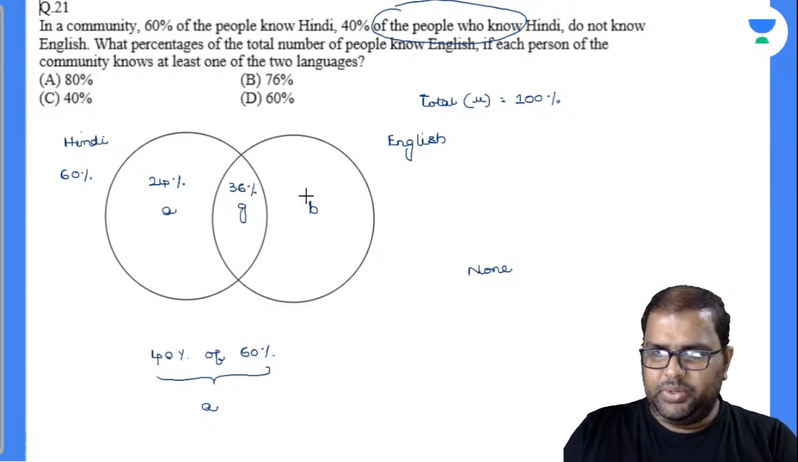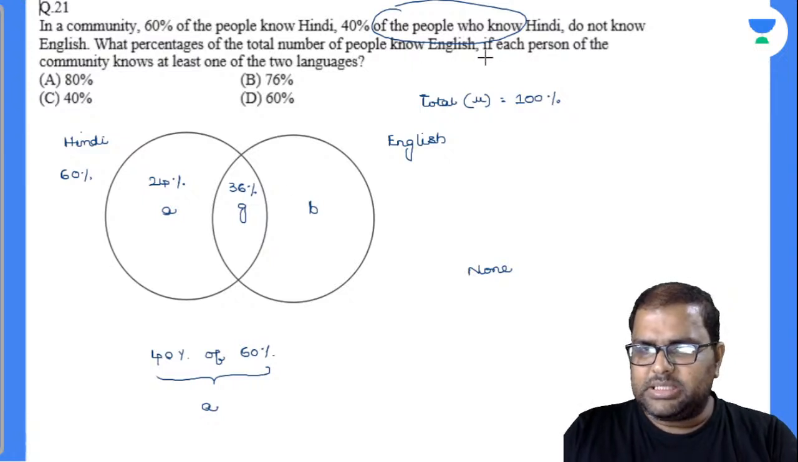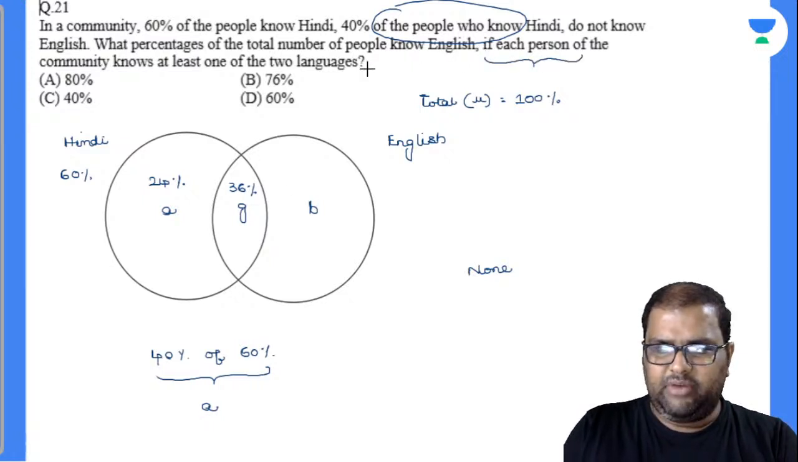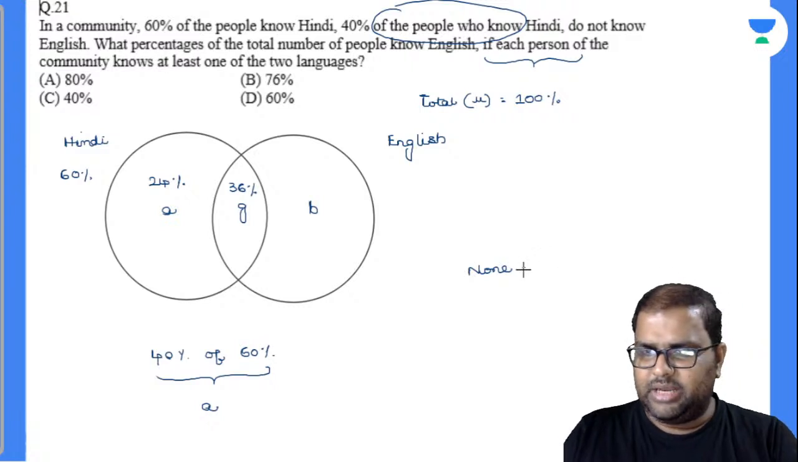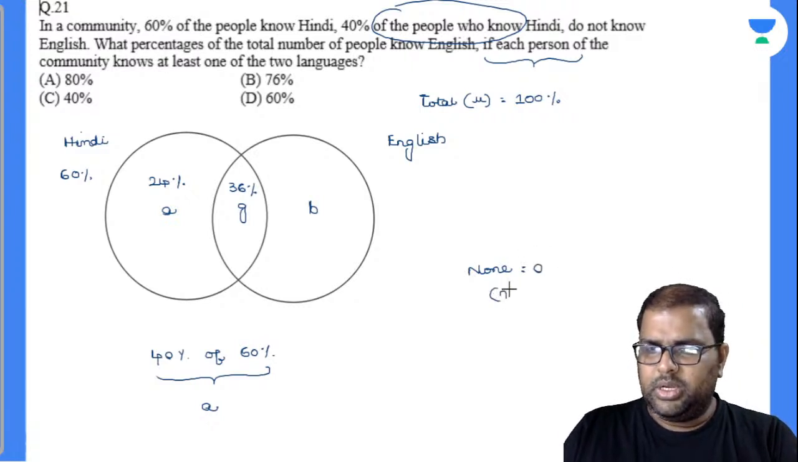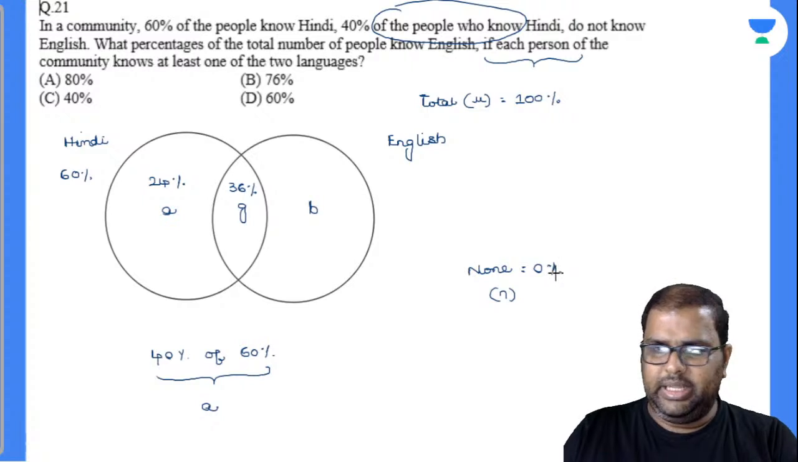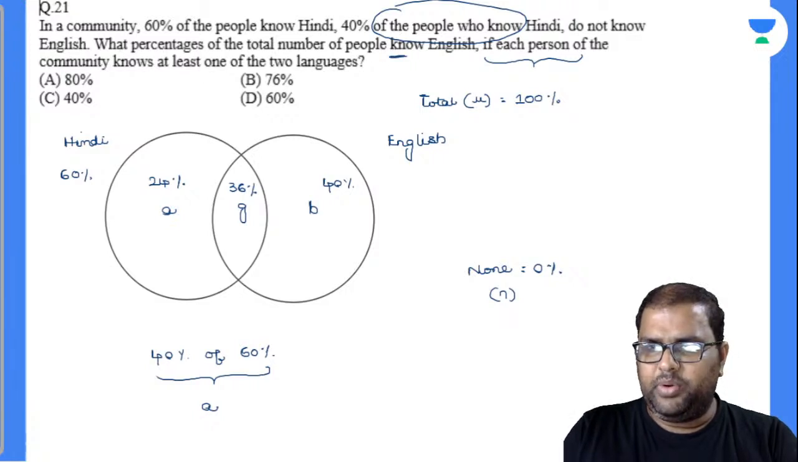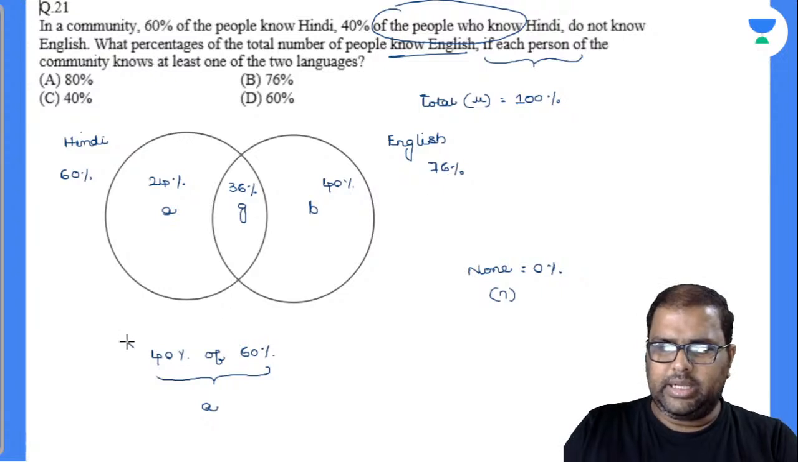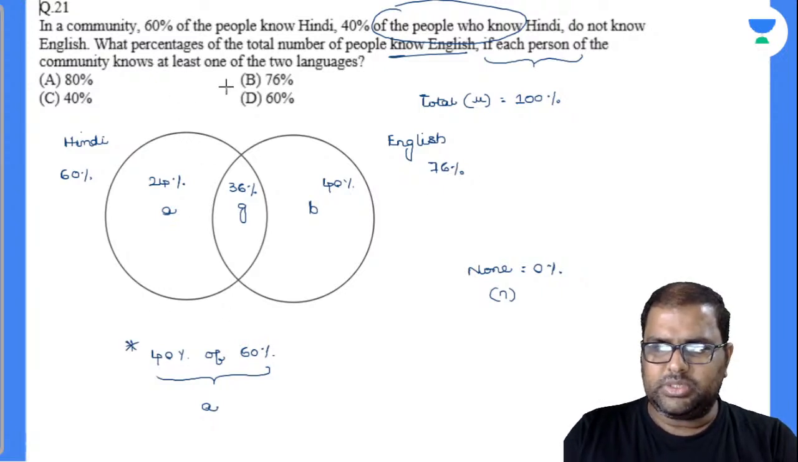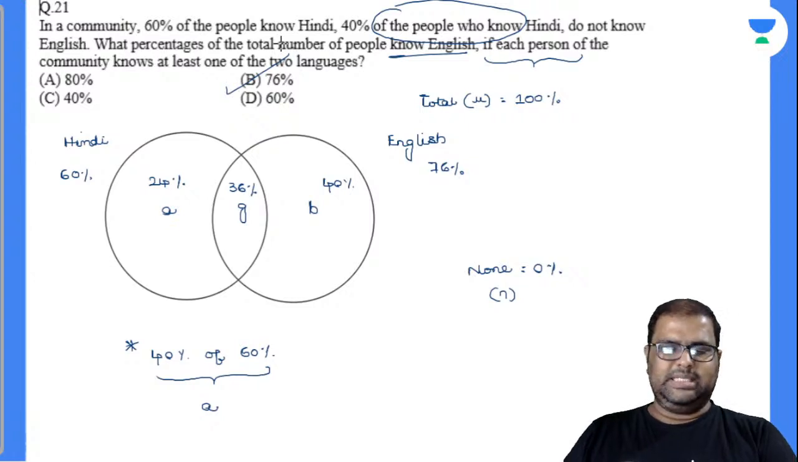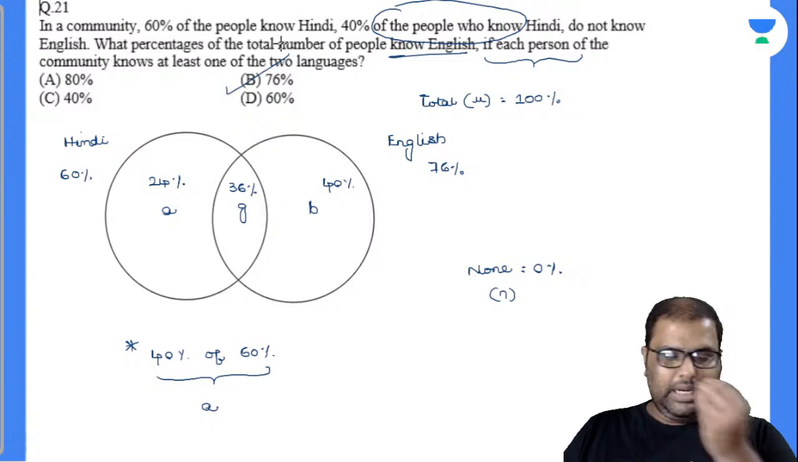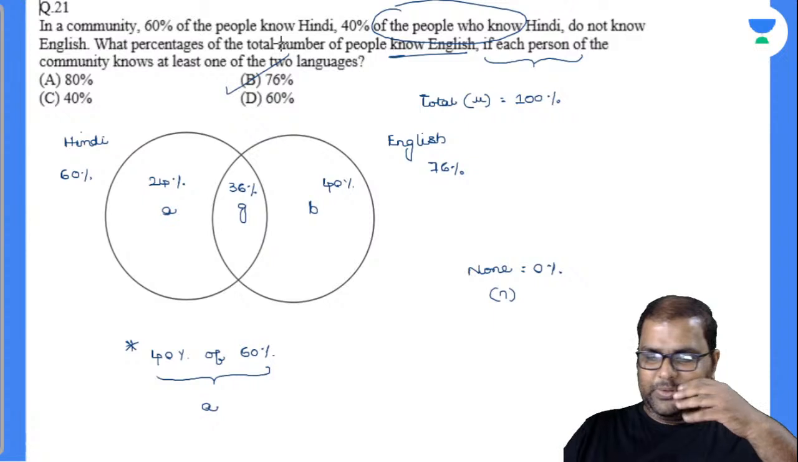What will be your B value? Now see, if each person of the community knows at least one of the two languages, the none value will be 0%. So automatically, this is 60, which means this has to be 40. The question asked is what percentage of the total number of people know English. How much is this? Is it 76%? Those who can crack this idea can solve this question, option B, as easily as possible. Tomorrow I'll continue with more questions on 3 variable data so that we can solve many questions like this.